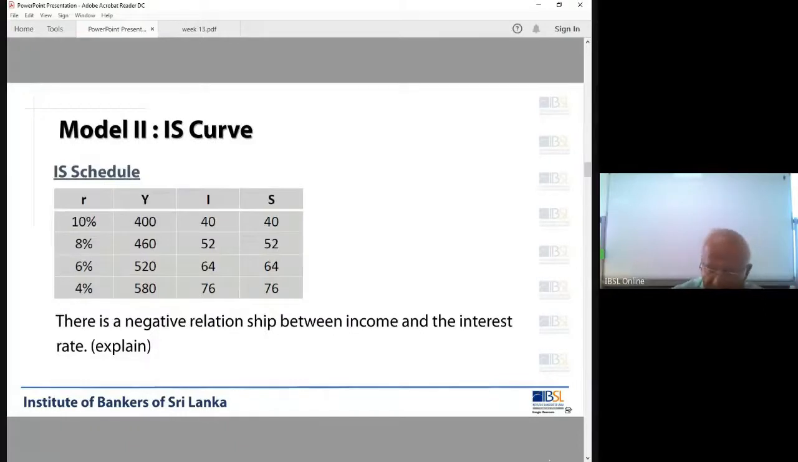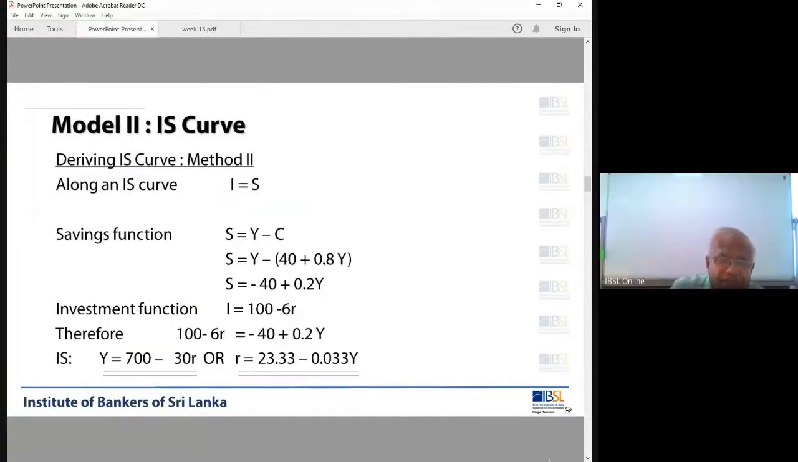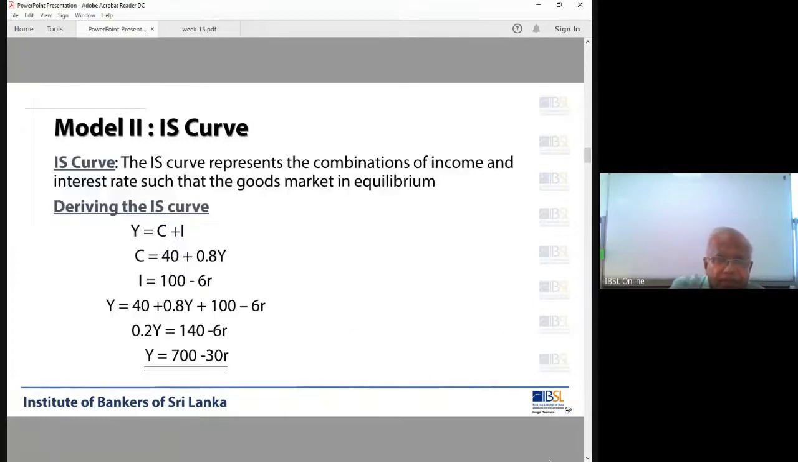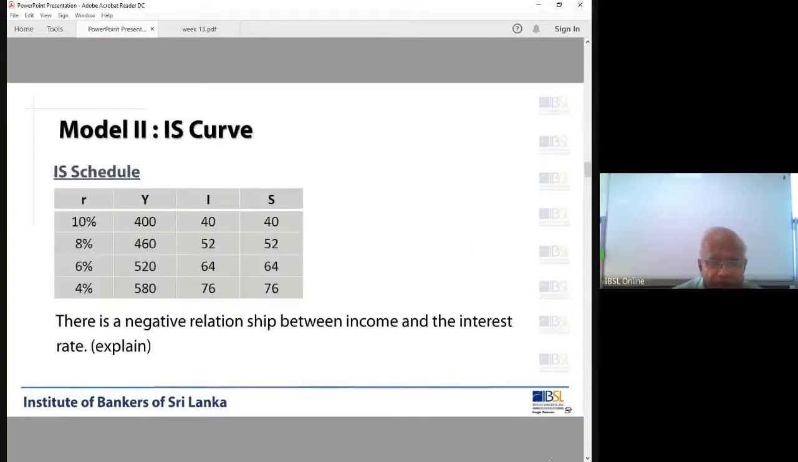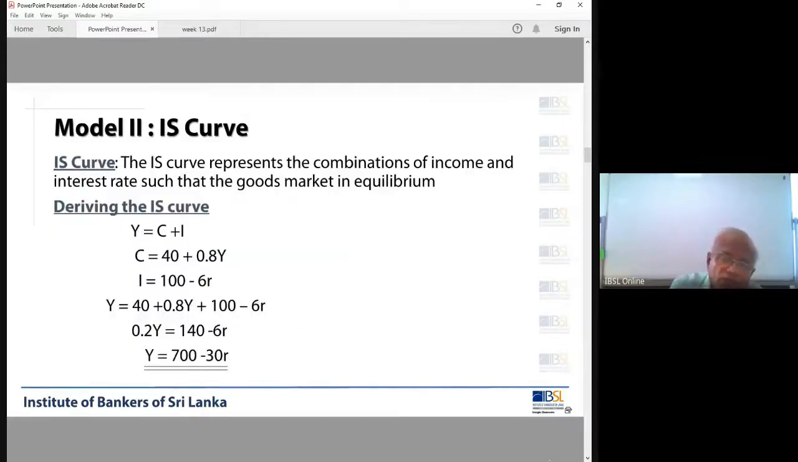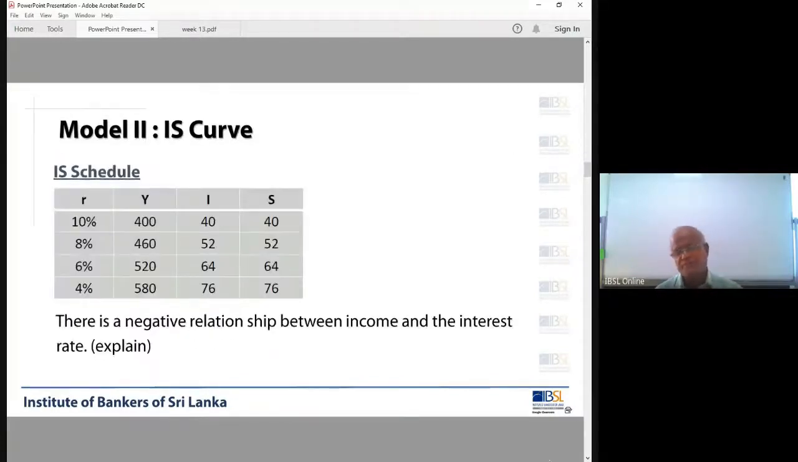Investment 52. Then the interest rate 6%. 6 into 6 is 36. 100 minus 36 is 64. Investment 64. Interest rate 4%. You substitute 4% into the investment function. 6 into 4 is 24. 100 minus 24 is 76. Investment column, understood. To calculate income, we take the IS curve. To calculate investment at each interest rate, we take the investment function.